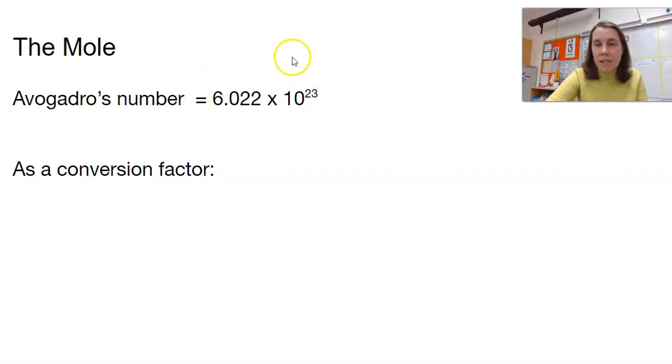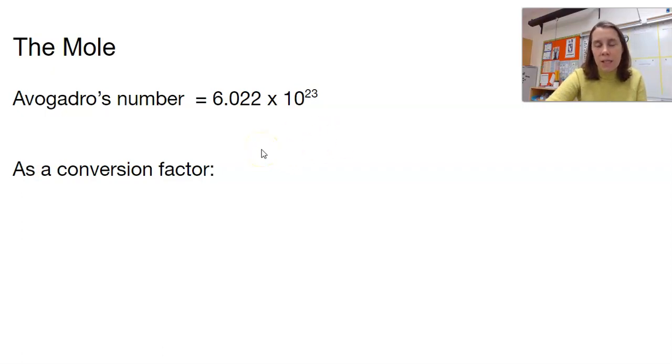So this is the number, 6.022 times 10 to the 23rd. And like I said, it is the same whether you're talking about molecules or atoms or elephants. That's how many things are in a mole. But normally we're talking about things that are very small, like atoms or molecules.